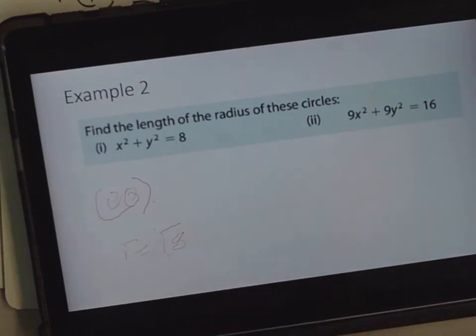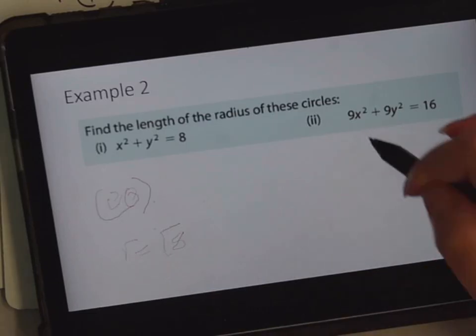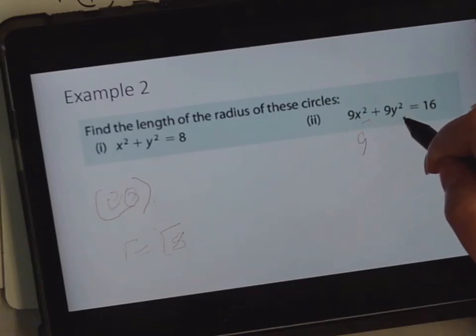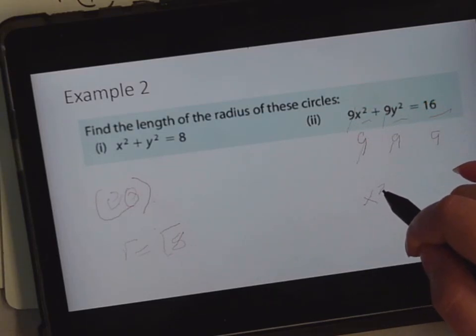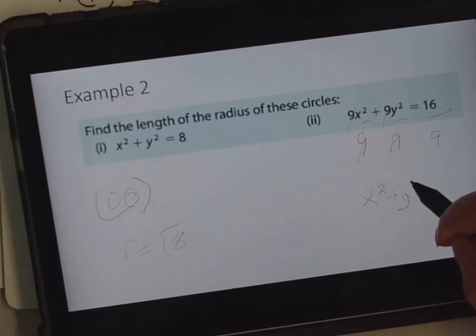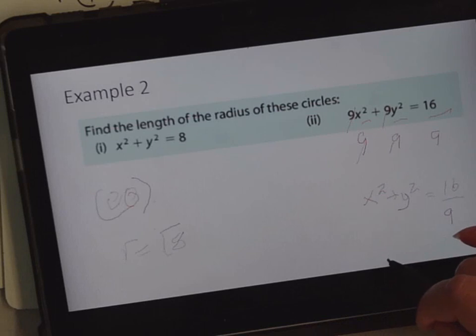Now this one, it has to be x squared plus y squared by itself. So what do I need to do with this one to start with? Divide everything by 9. The 9s will cancel and you'll get x squared plus y squared equals 16 over 9. So what's the square root of 16 over 9? Square root the top, square root the bottom. Answer: 4/3. Is that right? Easy peasy.